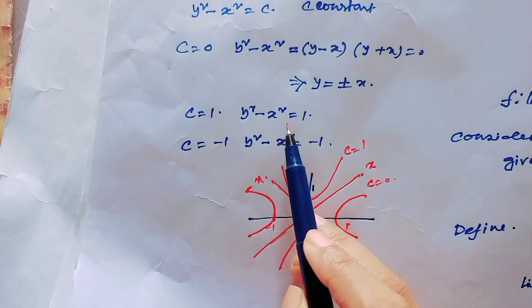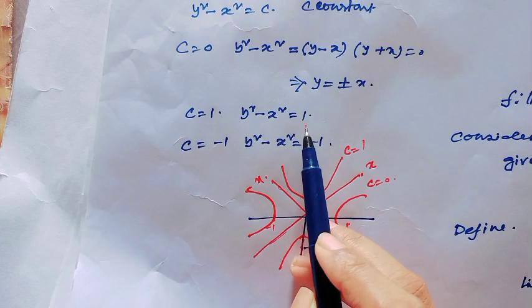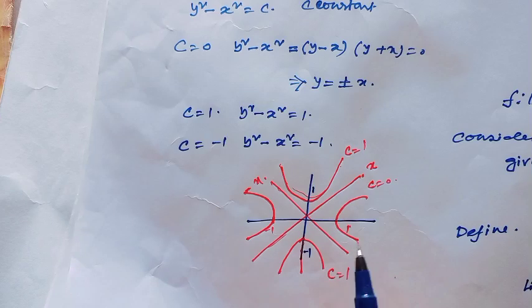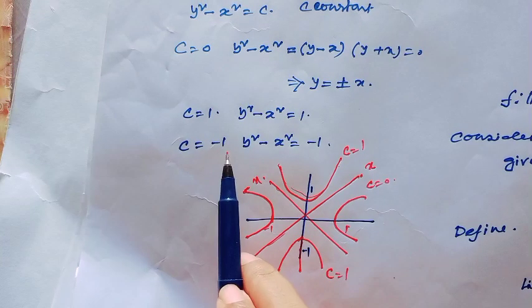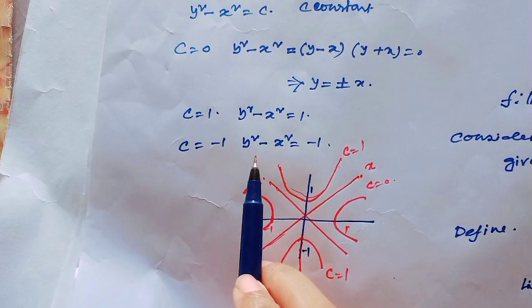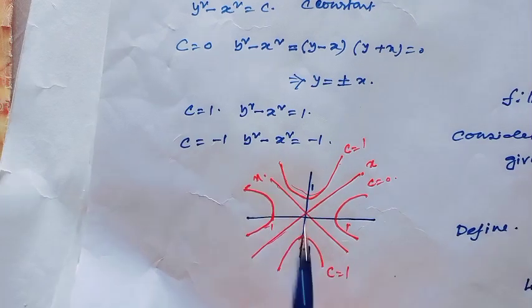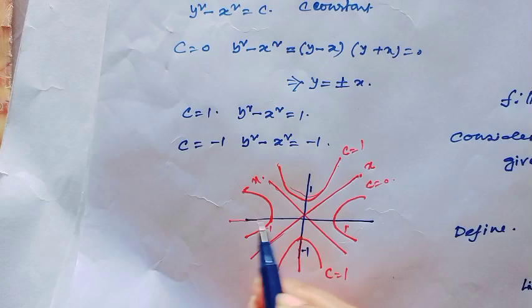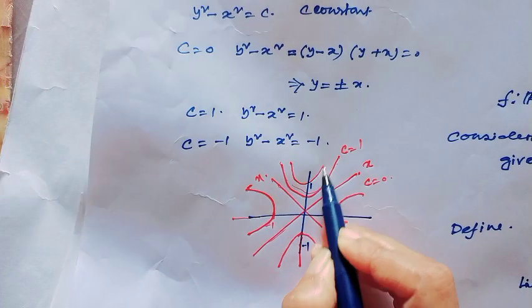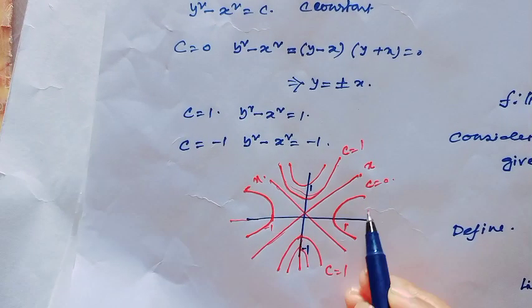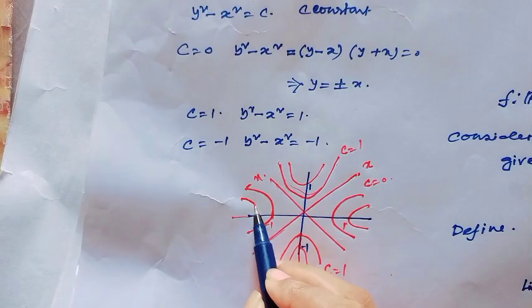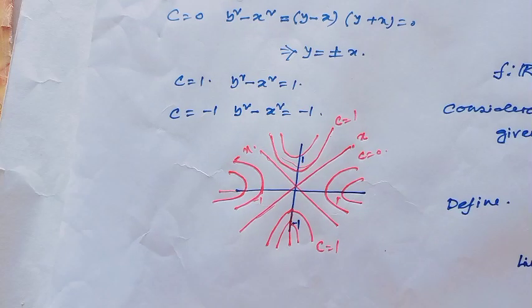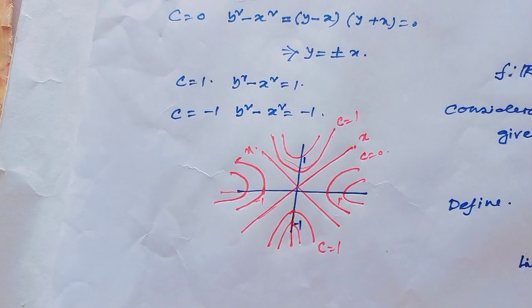Since for c equal to 0, y equal to plus minus x, that means this is for c equal to 0. For c equal to 1, the hyperbola y square minus x square equal to 1. This is the hyperbola for c equal to 1. For c equal to minus 1, the hyperbola is y square minus x square equal to minus 1. Similarly, I will get curves for c equal to 2, c equal to minus 2. The picture of the level curves would be of this type.